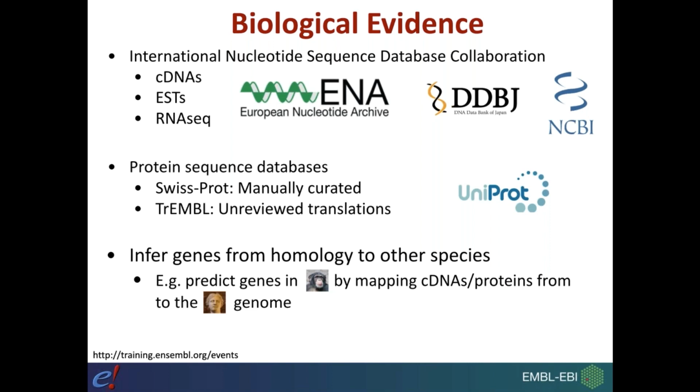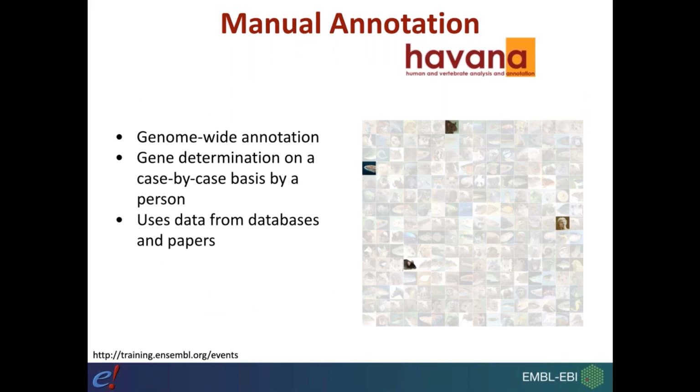We have data from the INSDC, which is the International Nucleotide Sequence Database Collaboration. This is the collaboration between ENA at EMBL-EBI, the DNA Data Bank of Japan, and then NCBI in the United States. And we use the cDNAs, the ESTs, and the RNA-seq data from them. We also use protein evidence for our annotation, and this comes from UniProt. On the one hand, we use manually curated proteins from SwissProt, and on the other hand, also unreviewed translations from Ensembl. And finally, a lot of our gene annotations are done based on homology to other species. So for example, the majority of the genes in the chimpanzee genome is annotated by mapping from cDNAs or proteins of the human genome.